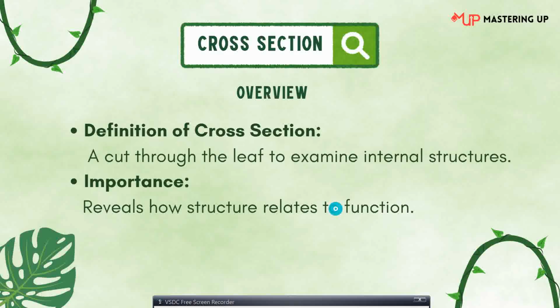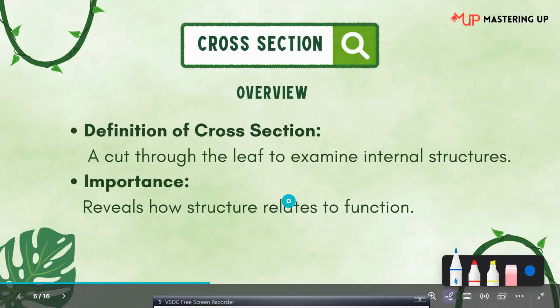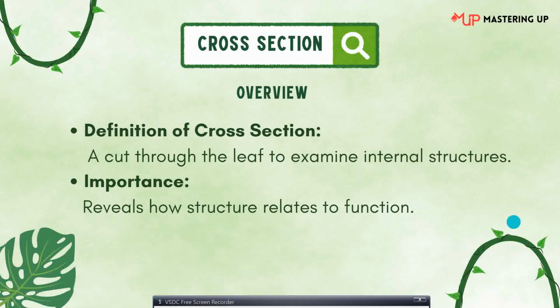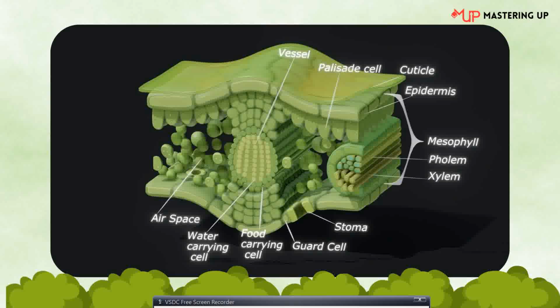Okay, now let's discuss the cross section. So what is basically a cross section? It is a cut through the leaf to examine the internal structures. Before this slide we discussed the main parts of the leaf. Now we have to examine the internal structures of the leaves. And why is it important? Because it reveals how the structure relates to the function. We studied the different functions, that is photosynthesis, gas exchange, and water regulation. So we are going to reveal how the structure is related to the function. So this is the anatomy of the leaf.